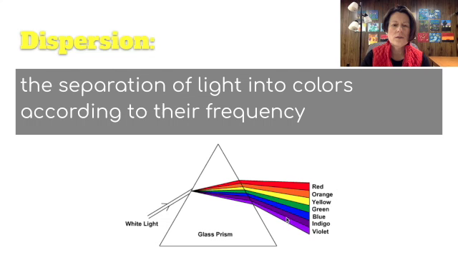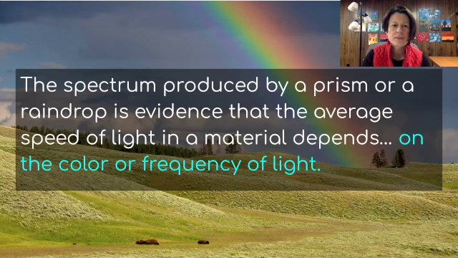And so that is why they are bent differently. They actually travel at different speeds through the glass of the prism, and so they are refracted differently. The spectrum produced by a prism or a raindrop is evidence that the average speed of light in a material depends on the color or frequency of light. So each frequency will travel at a different speed in the glass.